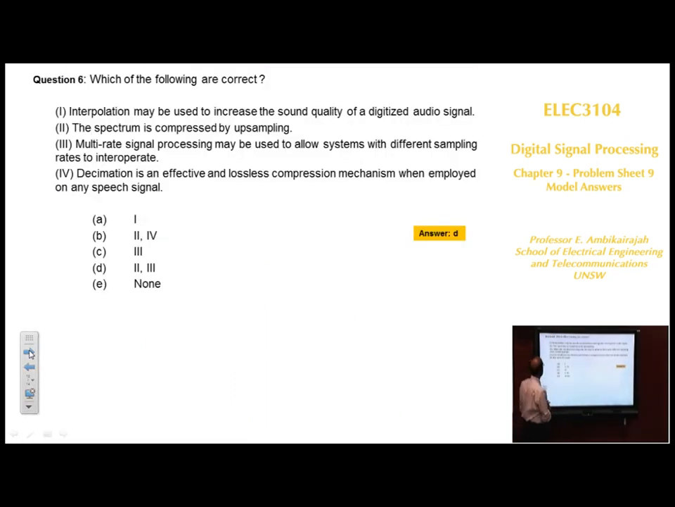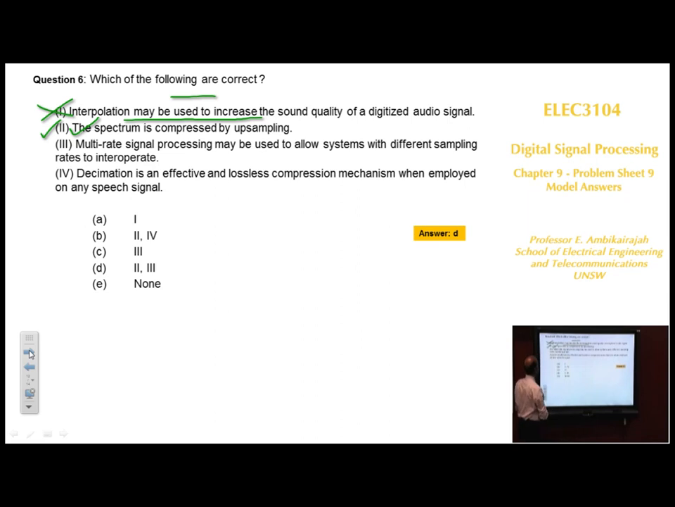We come to the last part, simple multiple choice. Which of the following are correct in this case? Interpolation may be used to increase the sound quality of the digital signal. That's not true. Interpolation does not increase. The spectral information is still the same. It doesn't improve the quality. Same quality whatever you had. That won't be correct. Spectrum is compressed by upsampling. So that's good. That's correct. The second one is right.